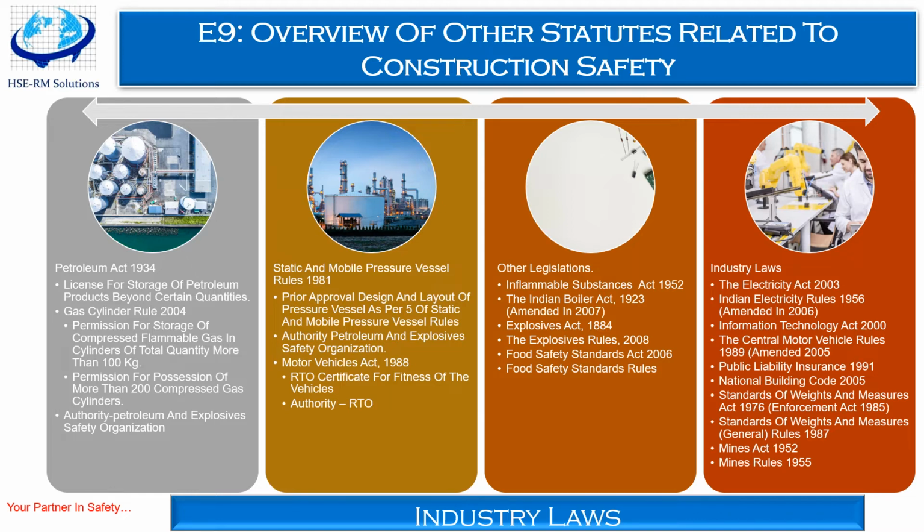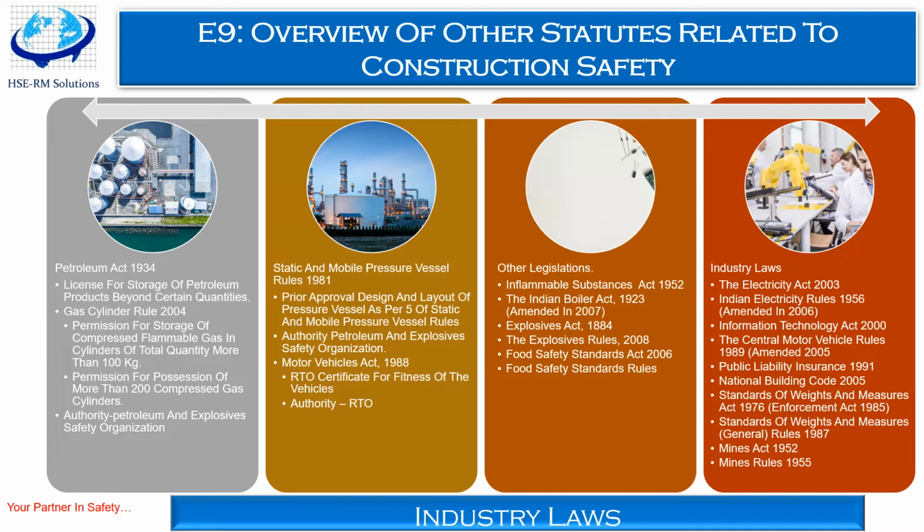Now, under the statutory consent of authority, a license for storage of petroleum product beyond certain quantities is required. So that comes under the legal requirements. So now the authority here is who? Petroleum and Explosive Safety Organization. So they are the authority, correct? Now, the Inflammable Substances Act brings certain non-petroleum liquids under the scope of the Petroleum Act 1934. The Inflammable Substances Act 1952 does this.